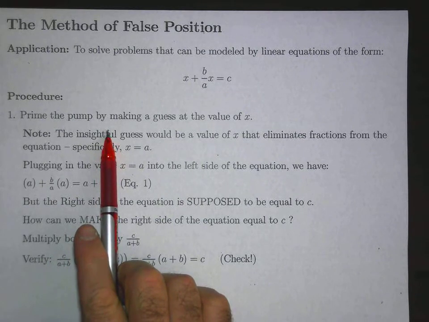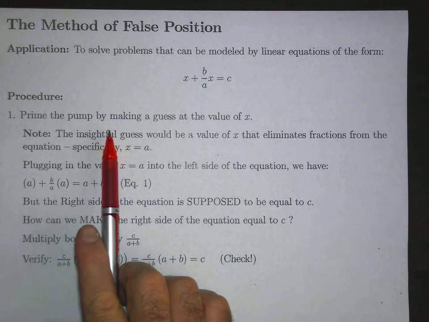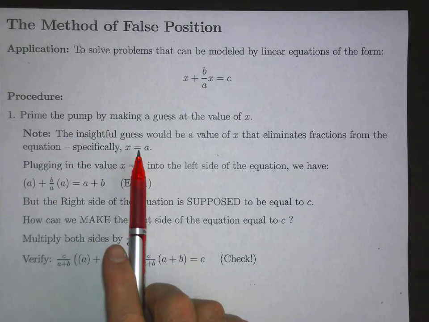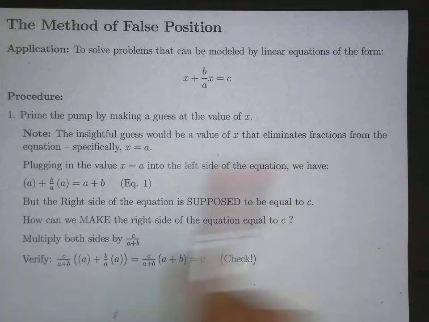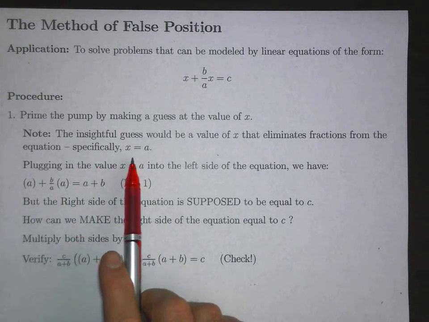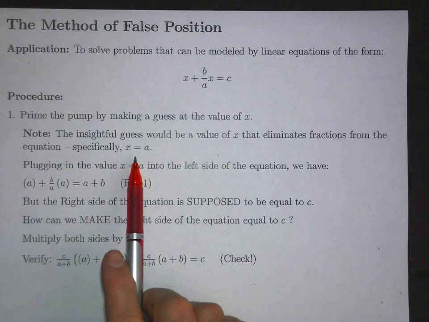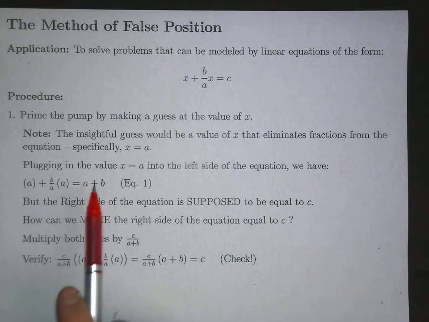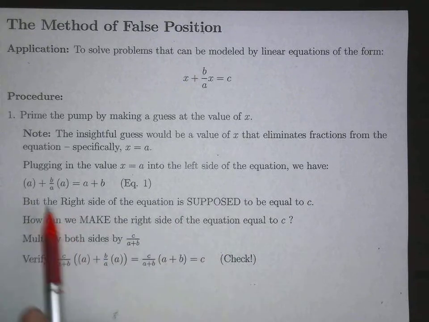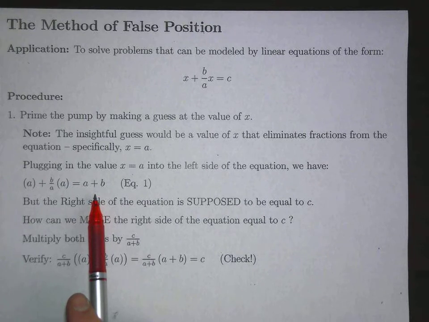First, prime the pump by making a guess as to the value of x, the solution. We can guess any value, but the insightful guess would be a value of x that eliminates the fractions from the equation. So the insightful guess would be x equals a. Plugging in the value x equals a into the left side of the equation, we have this, which simplifies to a plus b.